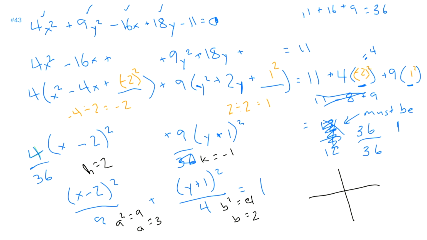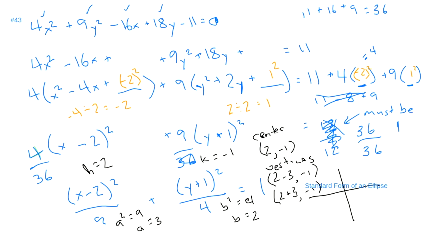And where is my center? My center is at (2, negative 1). And the vertices are (2, negative 1), but the x moves over 3. It moves to the left 3, 2 minus 3. And what's the other one? 2 plus 3.